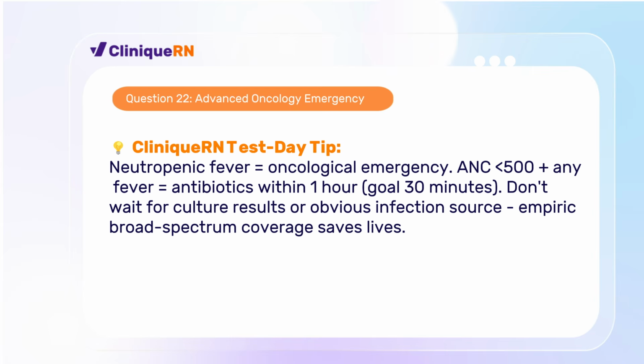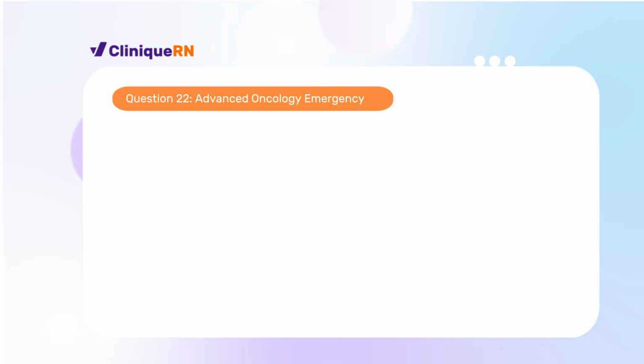Clinique RN Test Day Tip. Neutropenic fever means an oncological emergency. Absolute neutrophil count less than 500 plus any fever means antibiotics within 1 hour. Goal, 30 minutes. Don't wait for culture results or obvious infection source. Empiric broad-spectrum coverage saves lives.